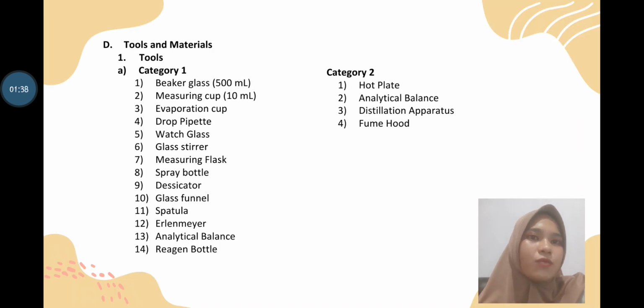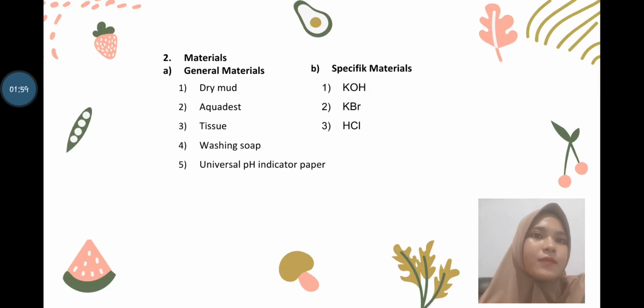Tools and materials. Tools category 1: beaker glass, measuring cup, evaporation cup, drop pipette, watch glass, glass stirrer, measuring flask, spray bottle, desiccator, glass funnel, spatula, Erlenmeyer, and reagent bottle. Category 2: hot plate, analytical balance, distillation apparatus, and fume hood. Materials: general materials are dry mud, aquades, tissue, washing soap, universal pH indicator paper, and specific materials: KOH, KBr, and HCl.